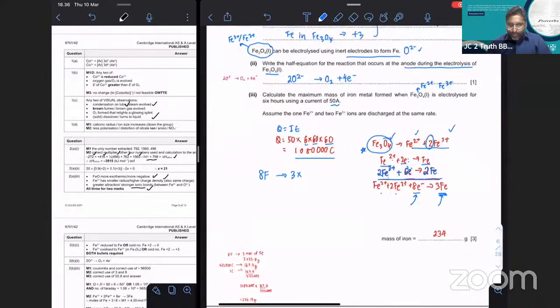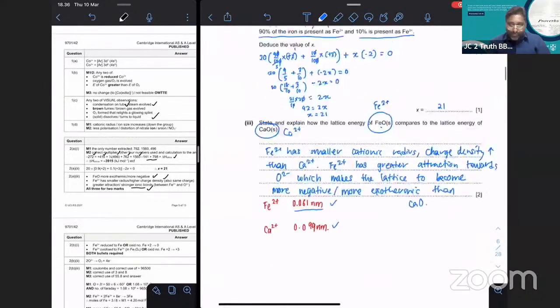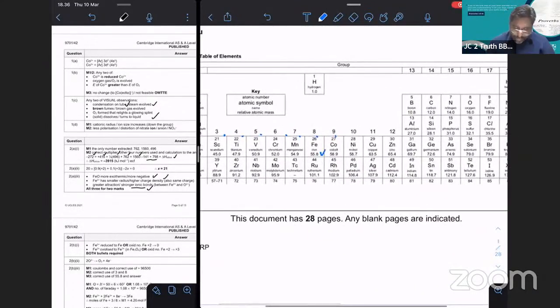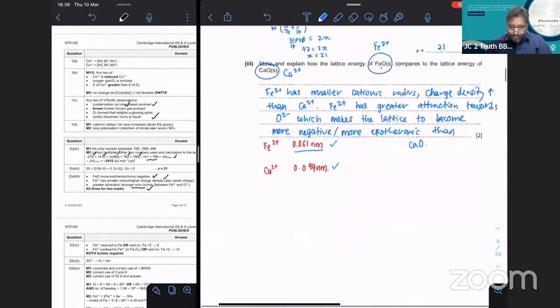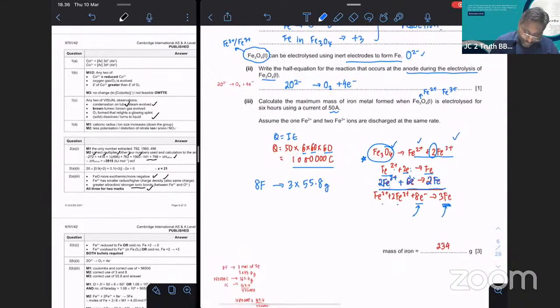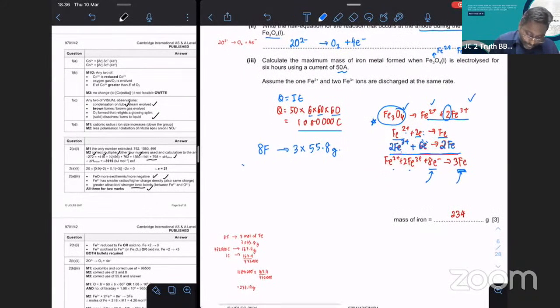So Fe, if you find from your periodic table, Fe is 55.8. So we will use that. Once you have that 55.8, you just need to times it so that you get the gram. And you will notice that this one also you can times 8. 1 Faraday is 96500 coulombs. So this is going to give you 167.4 gram if you calculate.